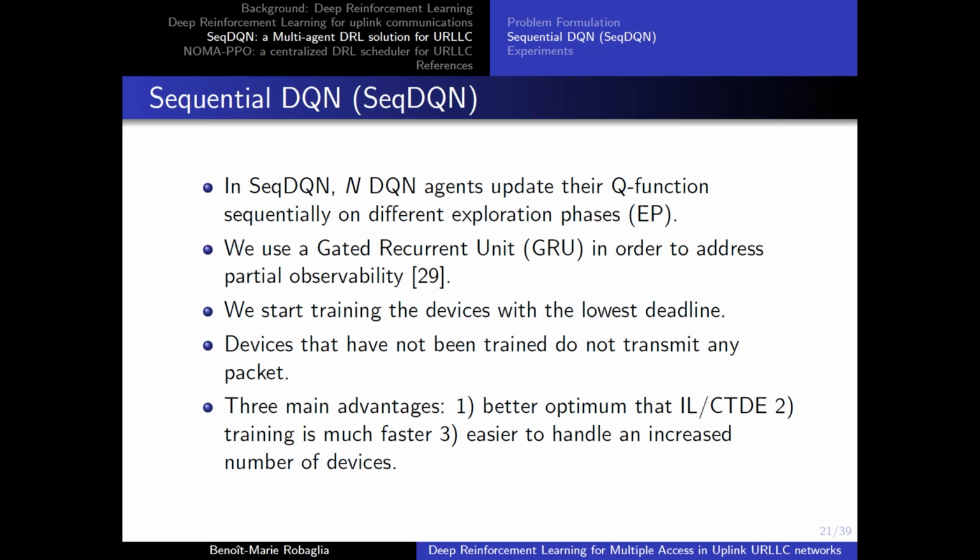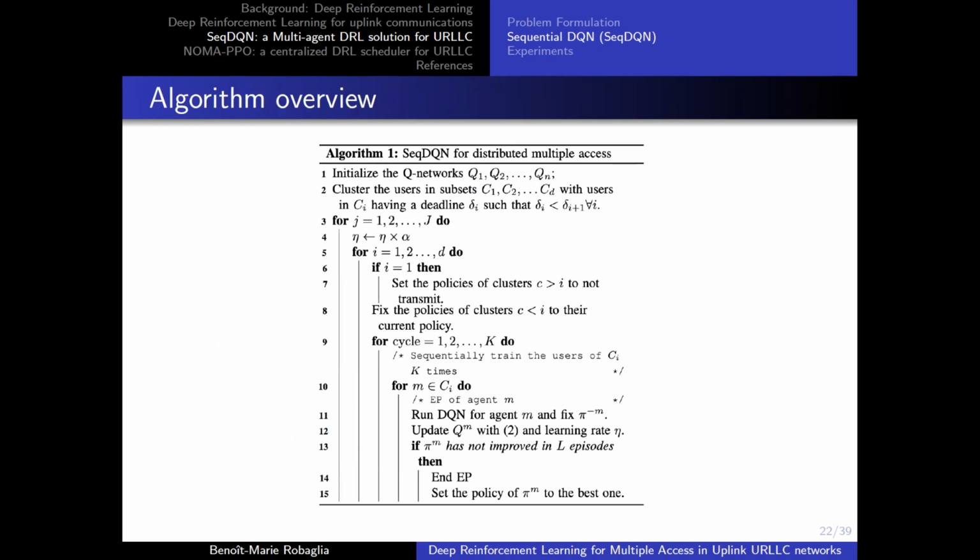We observed three main advantages. We learn a better optimum than independent learning and CTDE. The training is much faster, and it's easier to increase the number of devices because the training is decentralized. So here is just what I've just described: devices that are trained sequentially.